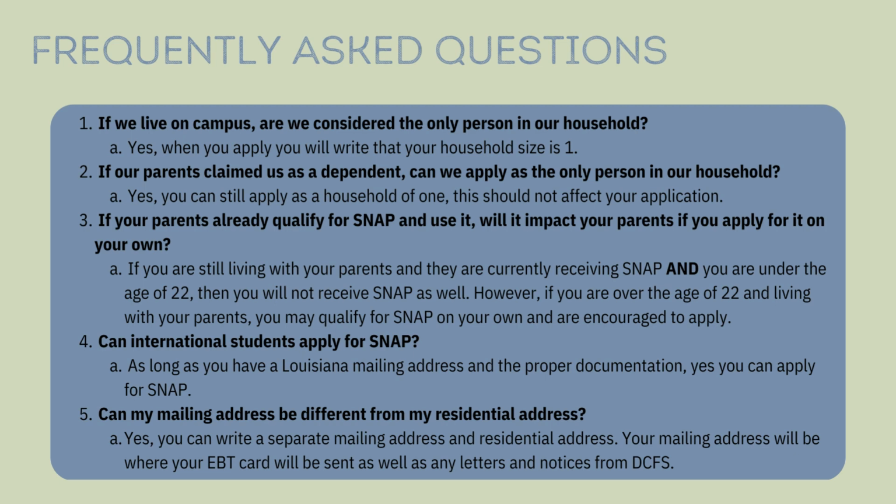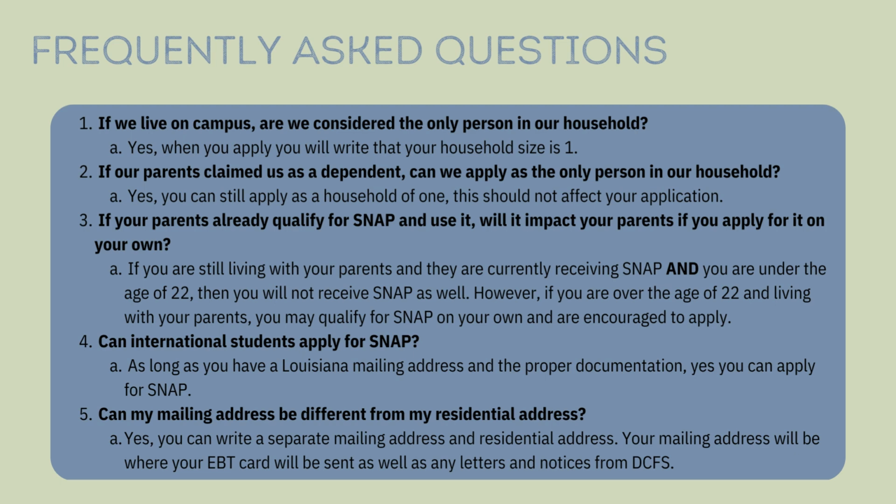living on campus. Question 2 is, if our parents claimed us as a dependent, can we apply as the only person in our household? Answer is yes. You can still apply as a household of 1, and this should not affect your application. It should not matter if you were claimed as a dependent or not. It should not affect your application at all. So yes, please apply as the only person in your household if you are living alone or on campus.